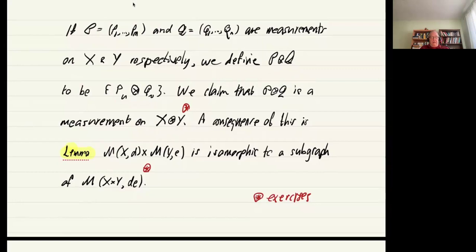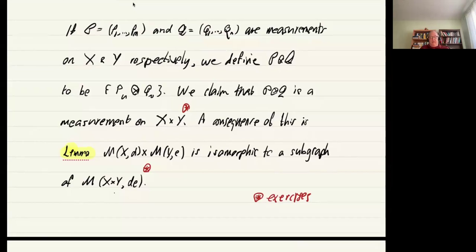So that should actually be, I think I'll make that a direct product. I like to be a bit more precise. So I'm dealing with graphs, and it's what we normally call the direct product. So a consequence of this is that the direct product of the two measurement graphs is isomorphic to a subgraph of the measurement graph of X times Y.